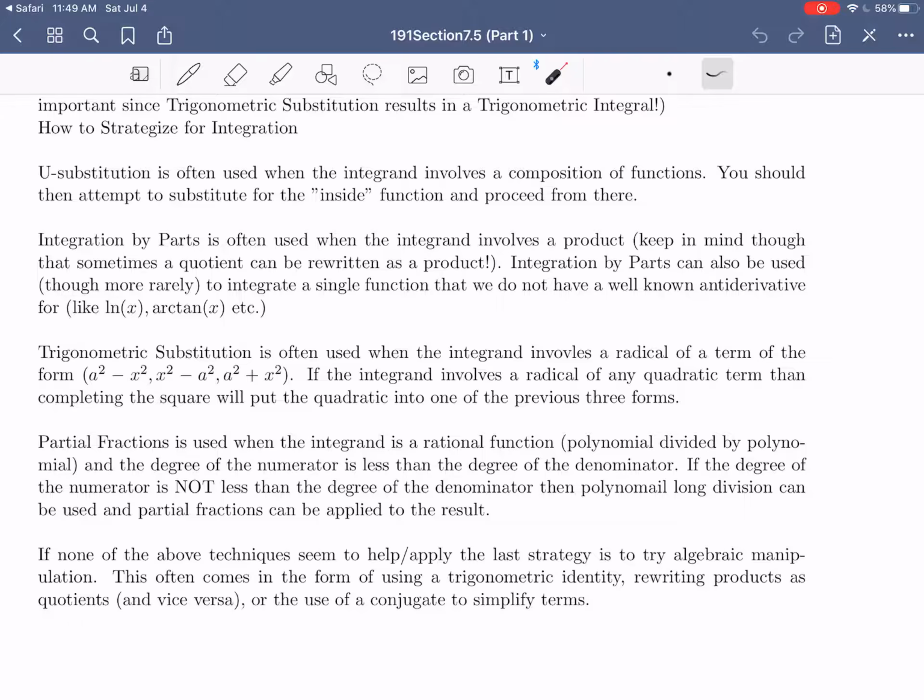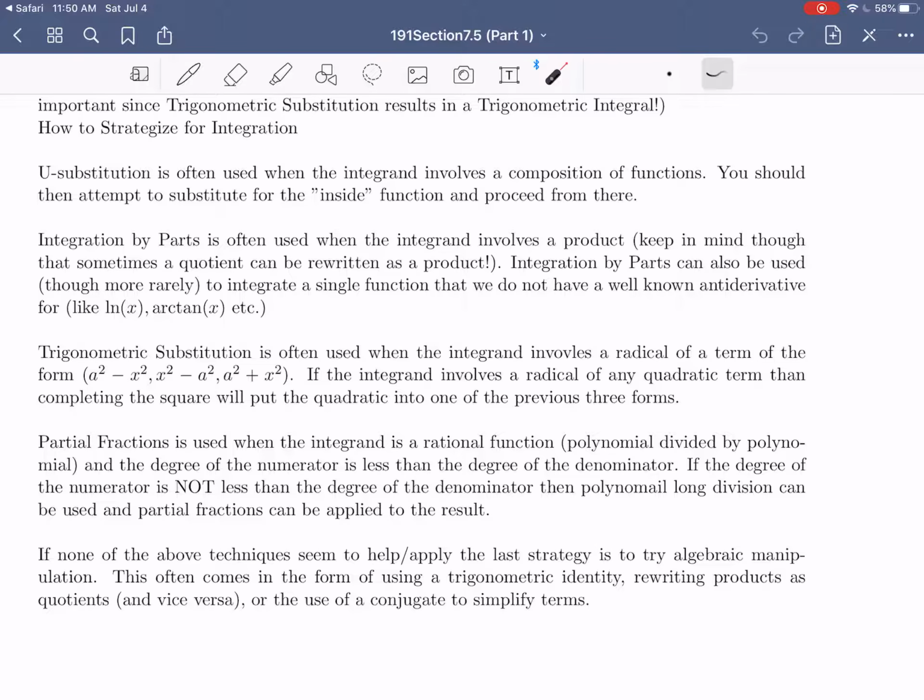The last technique, the one we developed in the previous section, section 7.4, is partial fractions. Partial fractions is perhaps the easiest one to identify because it applies to one specific type of function: rational functions. What's a rational function? A rational function is defined as a polynomial divided by a polynomial. So if you see a polynomial divided by a polynomial, then you know partial fractions is a good idea.